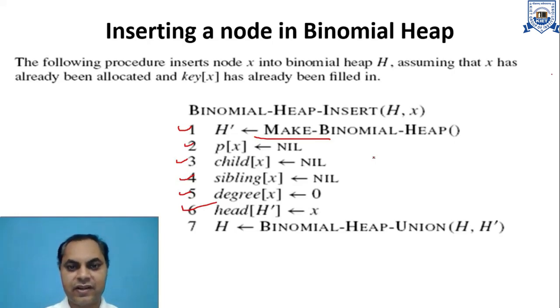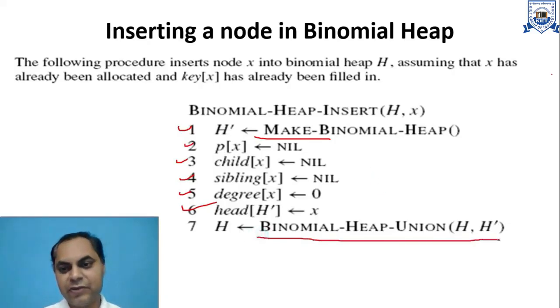Now the idea is very simple. Now we will unite these two binomial heaps together with the help of the binomial heap union operation. So as you can see, this process is very simple, and let's talk about the complexity of this procedure. And the complexity is very simple. The first line is constant time, because an empty binomial heap can be created in constant time. We have already discussed that.